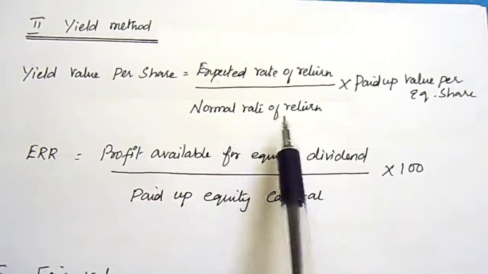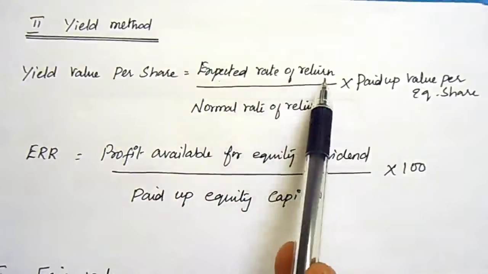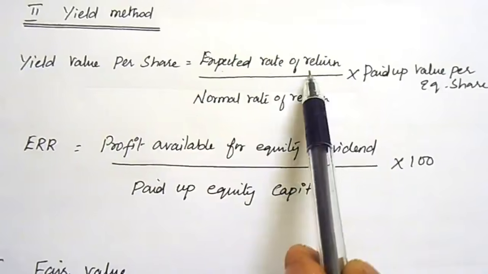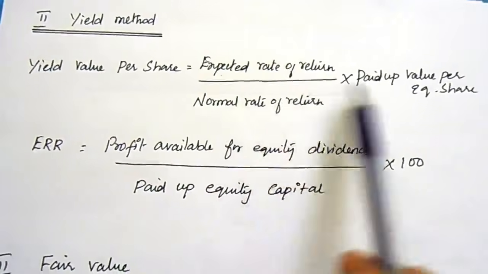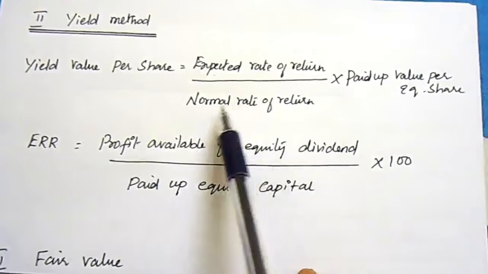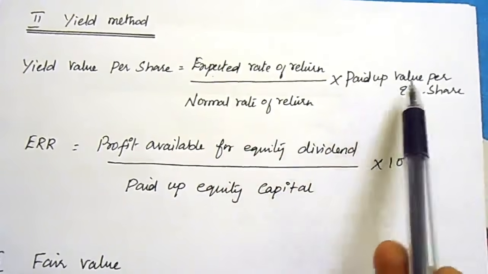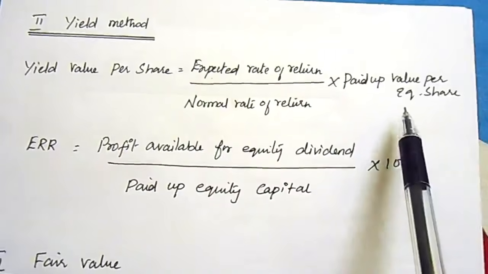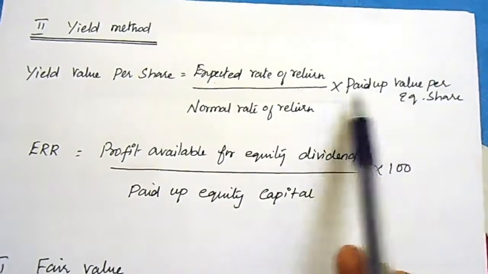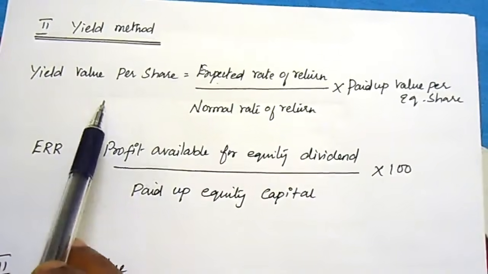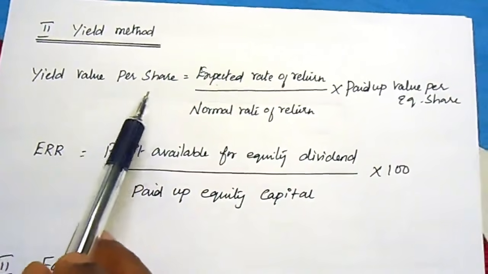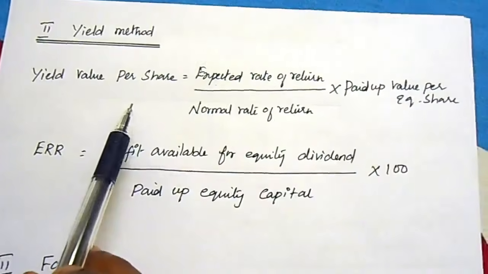So first you need to find the expected rate of return. There is a separate formula to calculate ERR. After finding this, just apply this formula: ERR divided by NRR into paid up value per share. That is, each share value is how much? That will be multiplied. Then you can get the yield value per share. The yield value is always expressed in terms of percentage.